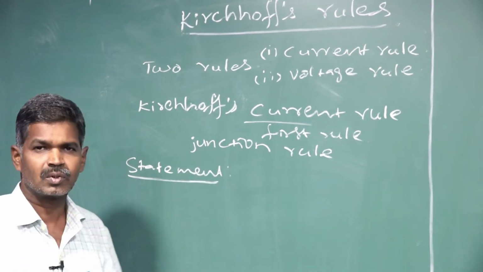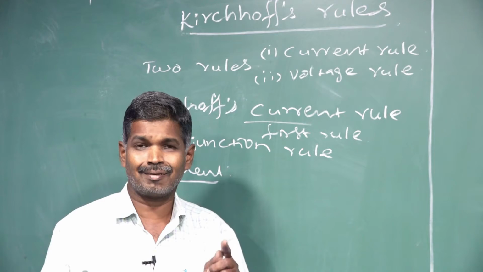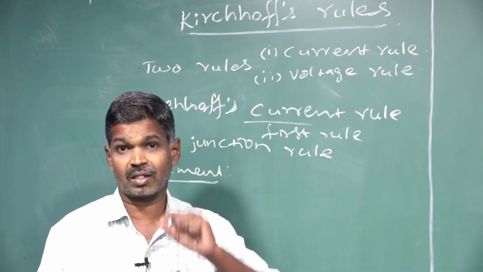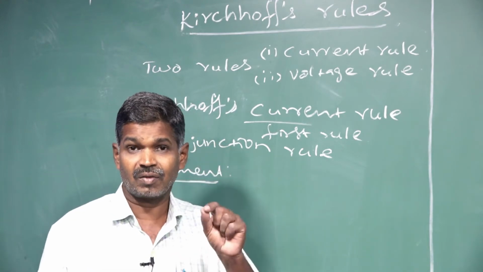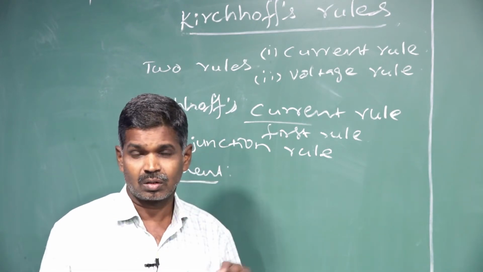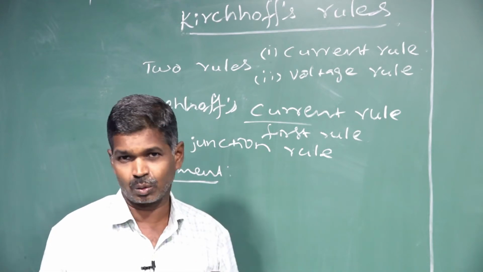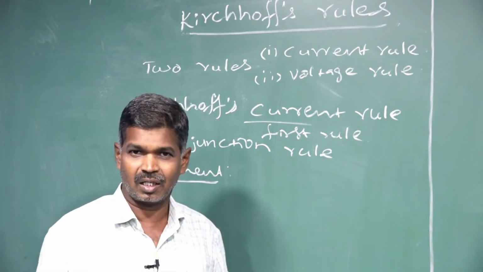In the statement, we take the algebraic sum. Why do we take the algebraic sum? Because there are some basic rules: currents towards the junction are taken as positive, and currents away are taken as negative.